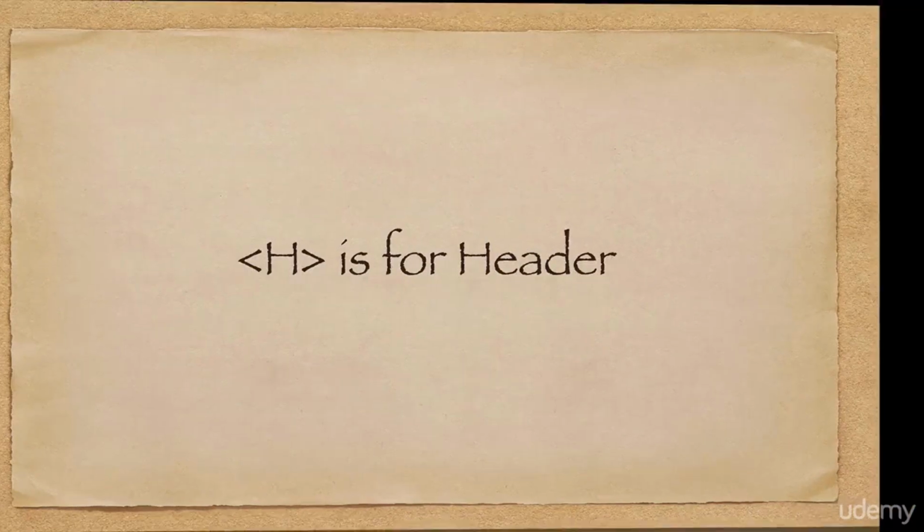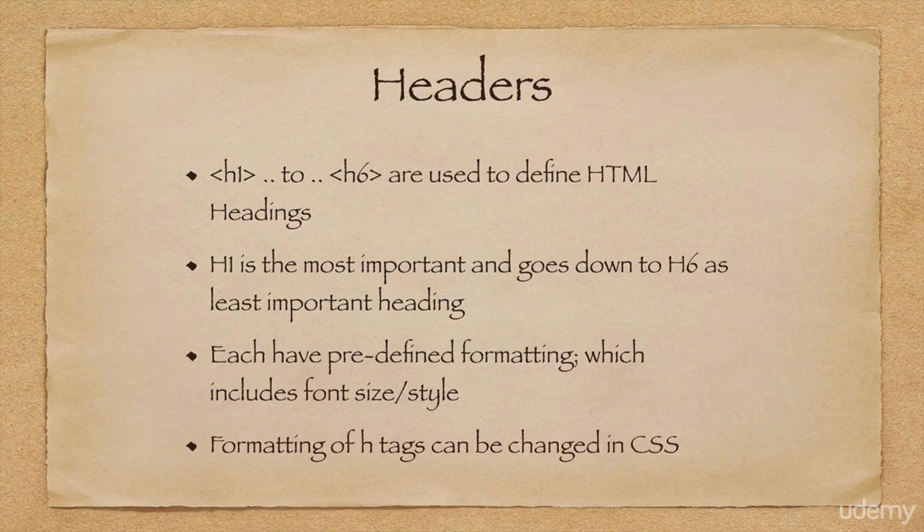H is for header. So the H tag has various values. We've got H1 through to H6, and they're used to define HTML headings. H1 is the most important and goes down to H6 as the least important of the headings. Each of these has its own predefined formatting, which includes things like font style and font size, and you can change the formatting of H tags within the CSS.